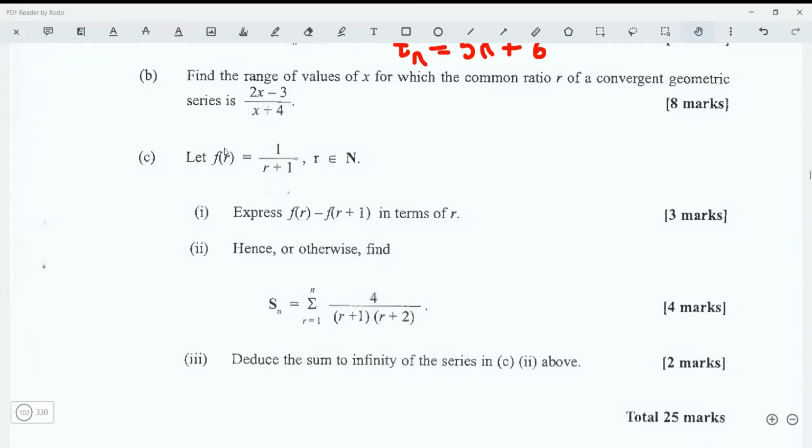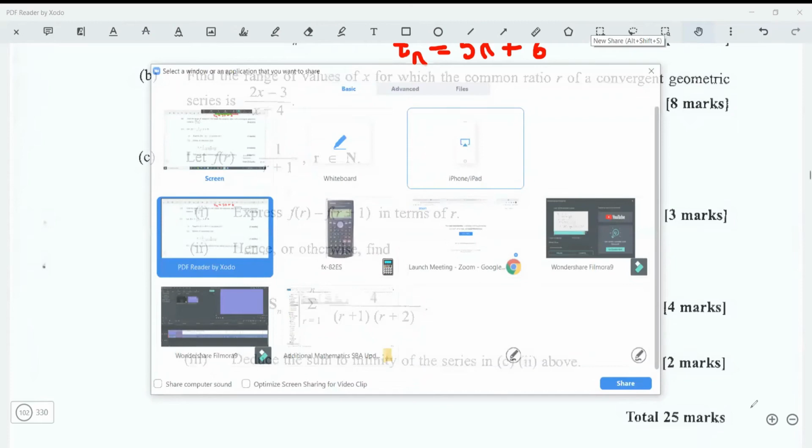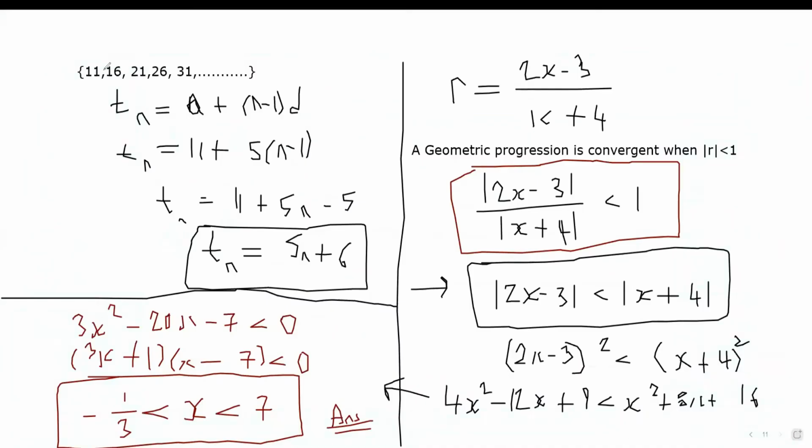All right, so f of r is 1/(r plus 1). And we need f of r minus f of r plus 1. So let's write down f of r. f of r is 1/(r plus 1).